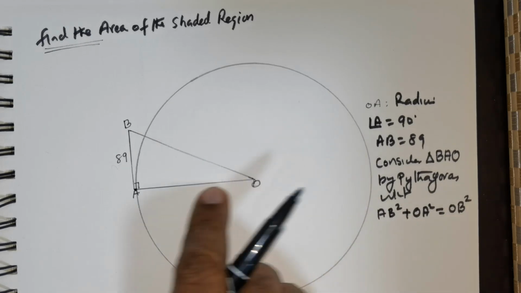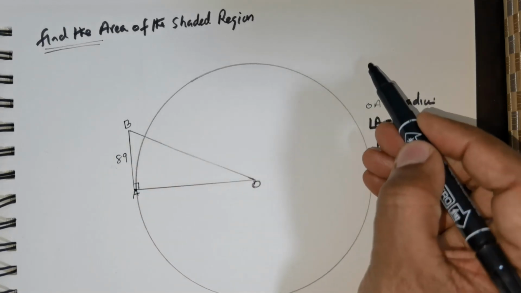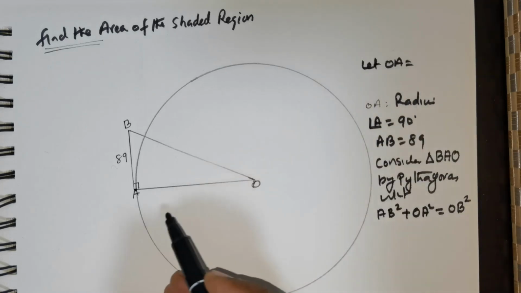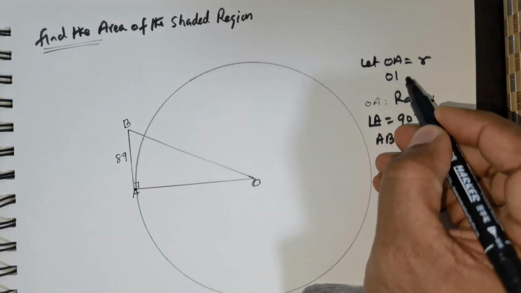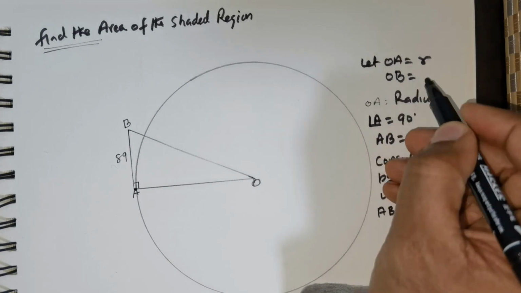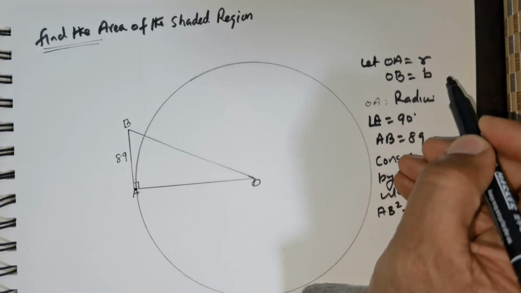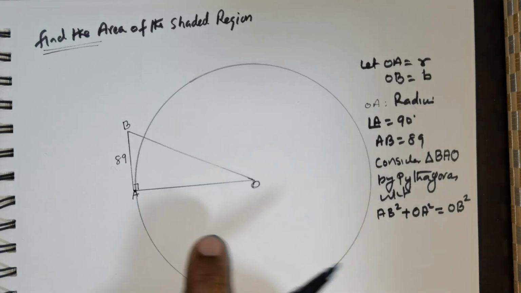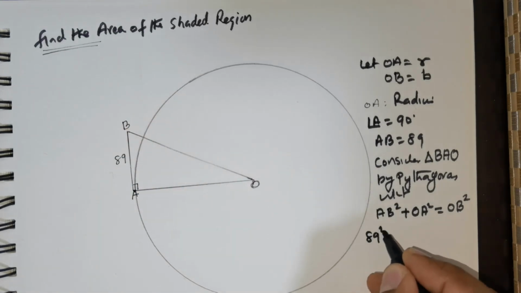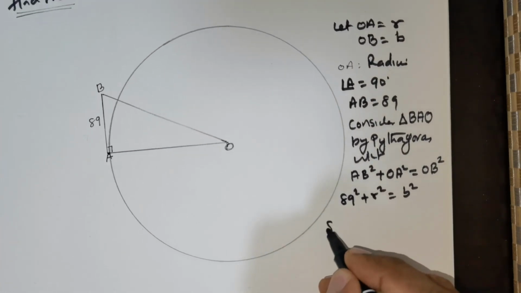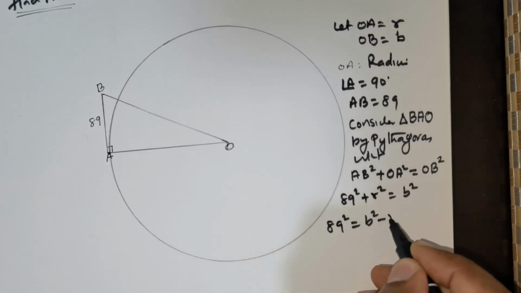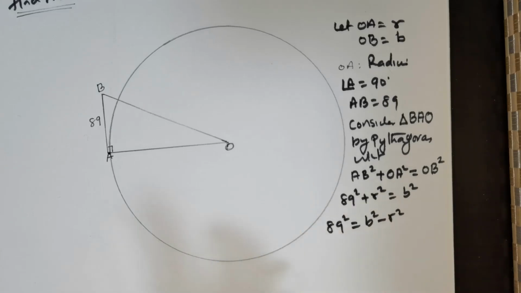Now let me take OA over here. Let OA, it's given to be the radius, right? So I'm going to take this as R, and OB, say I will take OB to be equal to some B units. So AB is 89 squared, OA is R squared, OB is B squared. So I'm going to rewrite this as 89 squared is equal to B squared minus R squared. So this is what I've got.